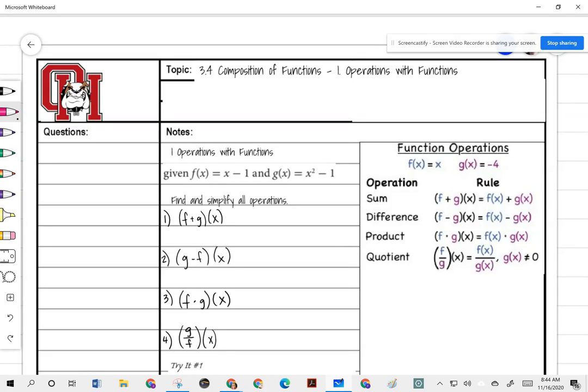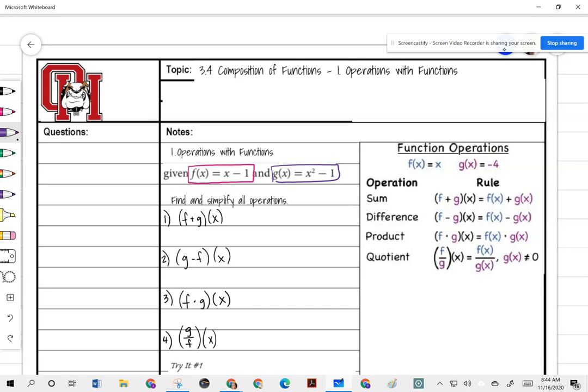So in this video, we're going to talk about operations with functions. If we take a look at Roman numeral 1, we are given that f of x is equal to x minus 1. I'm going to highlight that function in pink and the g of x function in purple, so that we can color code things to make it a little easier.